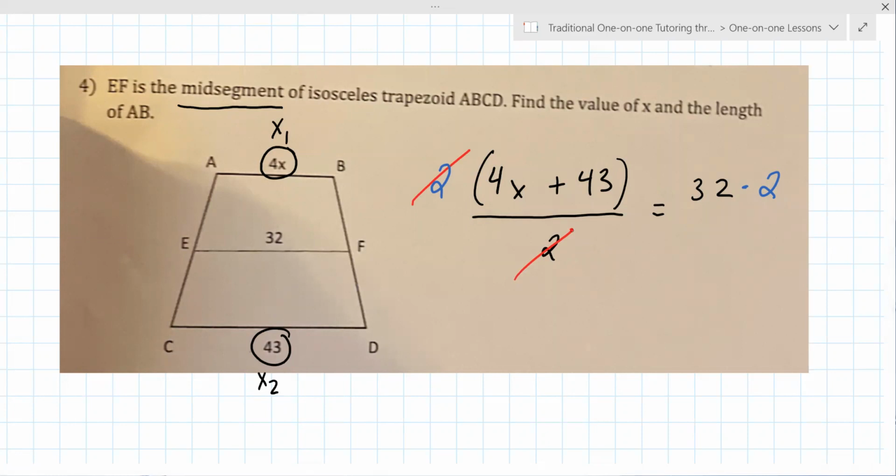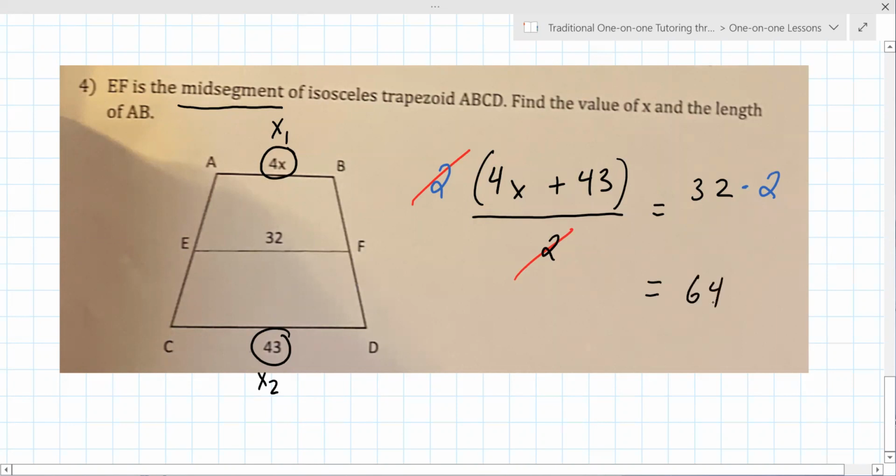Okay. So now, all right. On the right, you have to multiply. What is 32 times 2? 32 times 2 is 64. Okay. So on the left, there's no need for the parentheses anymore. So you can drop them because there's nothing on the outside.